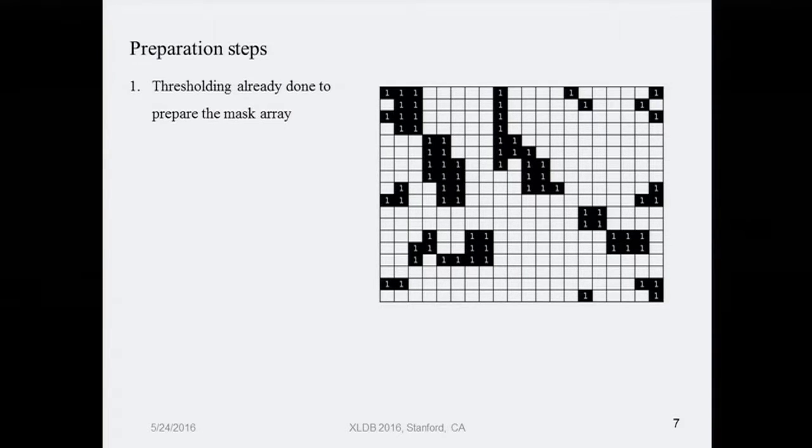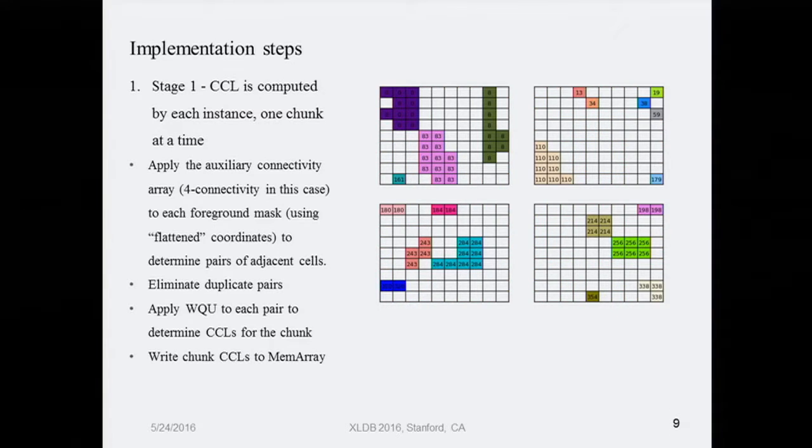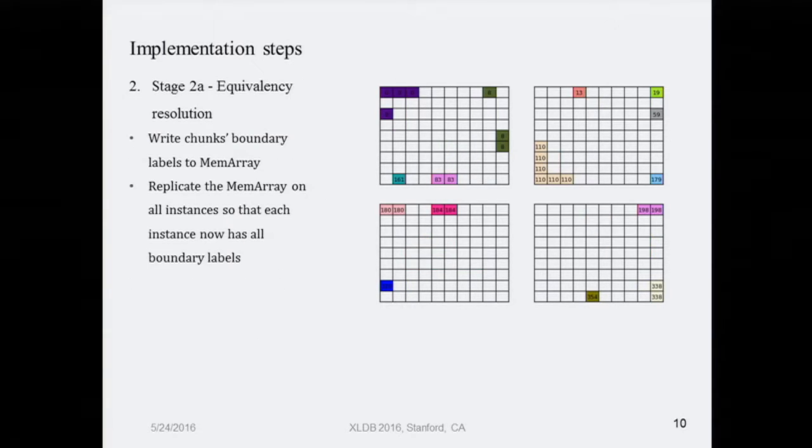This is just a sample mask array to show where we start from. Some thresholding has been applied. We've identified cells that meet those threshold criteria. Then the mask is divided into chunks. Several chunks are actually assigned to each SciDB instance. In the first step, we compute labels for chunks on each instance. And then we identify boundary labels.